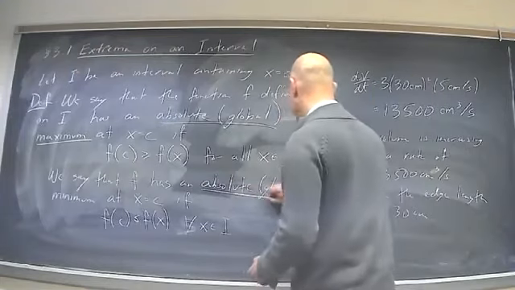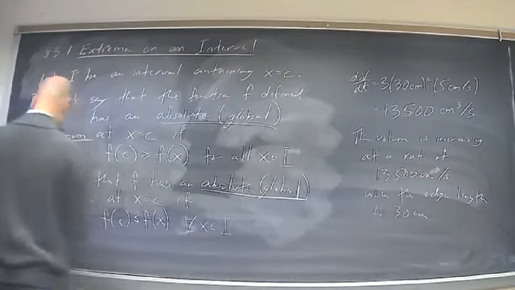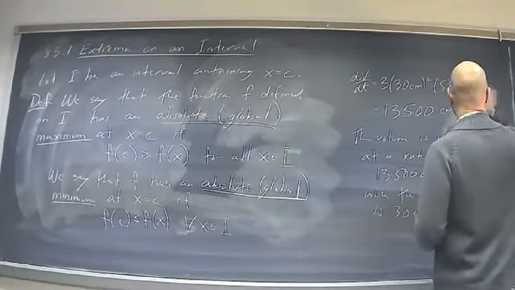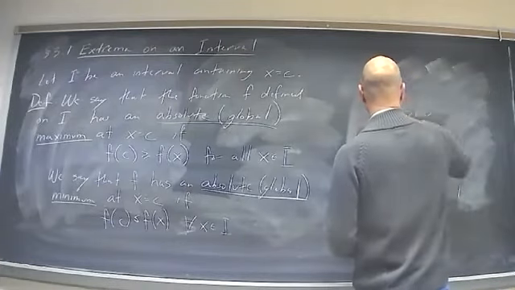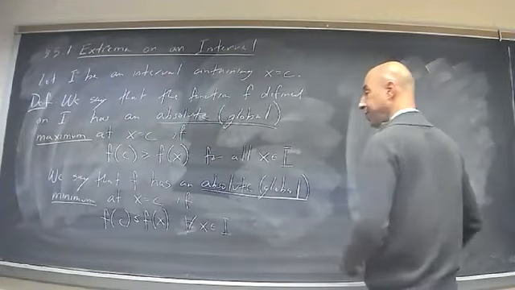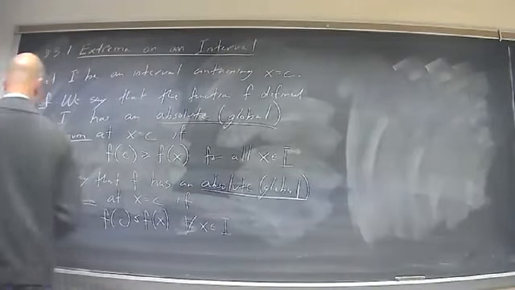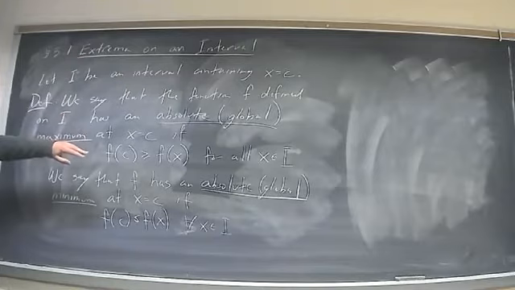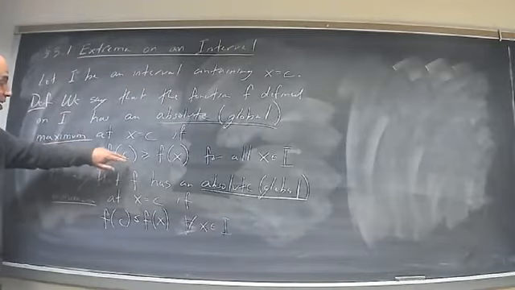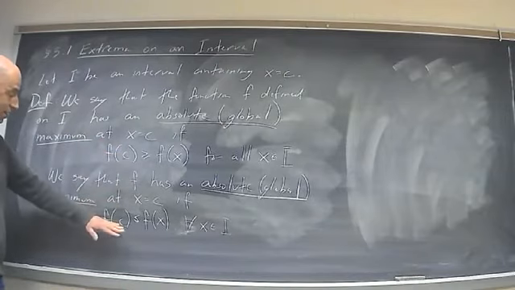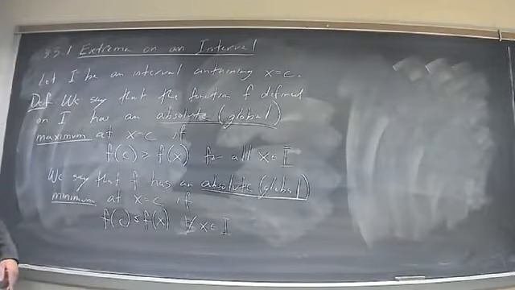So absolute maximum, absolute minimum, or global maximum, global minimum, they mean the same thing. So don't let this turn into some sort of linguistic nonsense. All we're saying is the function has its highest point at c. It's never higher than it is at x equals c in the first case, and it's never lower than it is at x equals c in the second case.